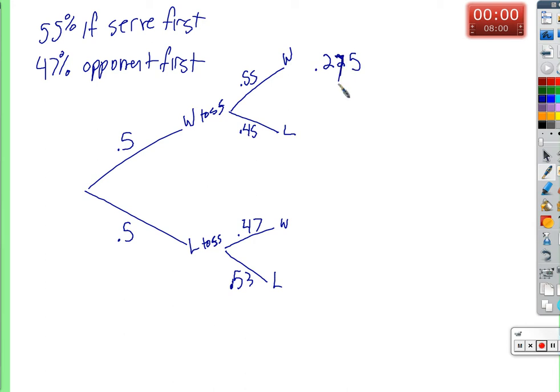Now, 0.47 of half the time. The other half of the time, 0.47 of that time, she's going to win as well. How likely is that? 0.5 times 0.47 is 0.235. She can win this way, or she can win this way. Either way, she wins. They are not overlapping. They are distinctly separate things. They cannot both happen, so there's no overlap, and we can just add them together. 0.275 plus 0.235.